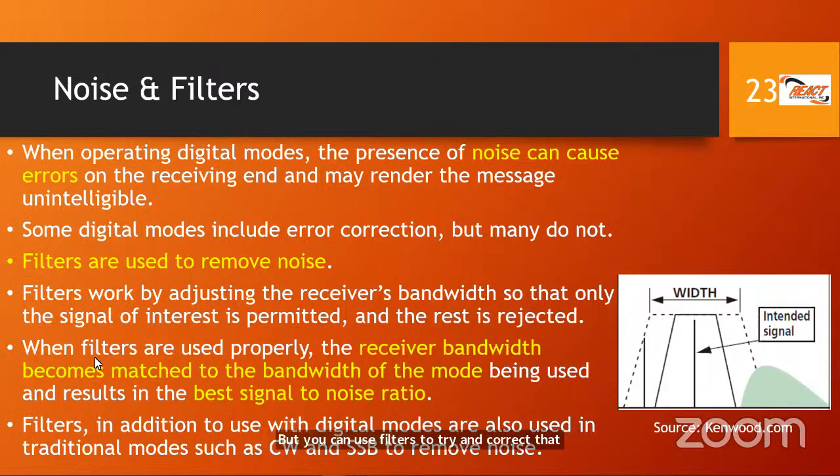All right, so one of the things for the exam that we need to know is that when we use filters properly, what we are trying to do is match the bandwidth. Each mode will occupy or require a certain amount of bandwidth. When we match the mode's bandwidth to the receiver bandwidth, one-to-one or as best as possible, that is the best case scenario, what we call the best signal to noise ratio that we can have.